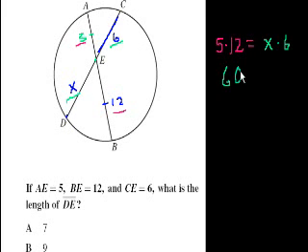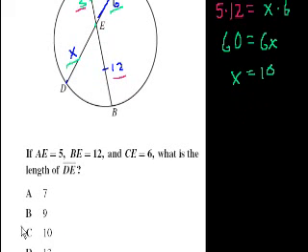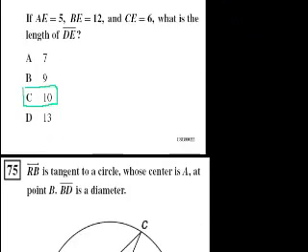So you get 60 is equal to 6x. Divide both sides by 6. You get x is equal to 10. And that is choice C. And that might be a fun thing for you to think about after this video, of why that is. Maybe you want to play around with chords and prove to yourself that that's always the case, at least so that it makes intuition for you.